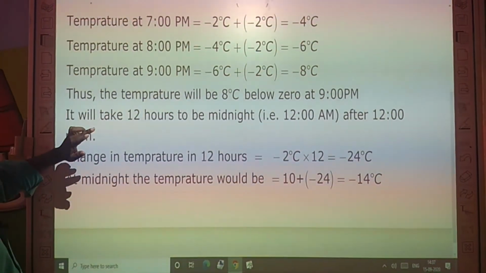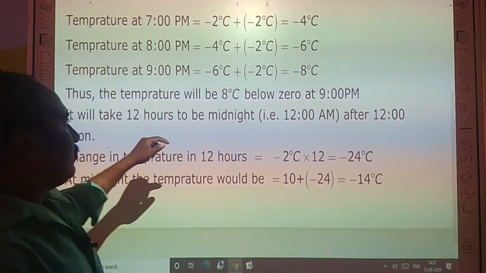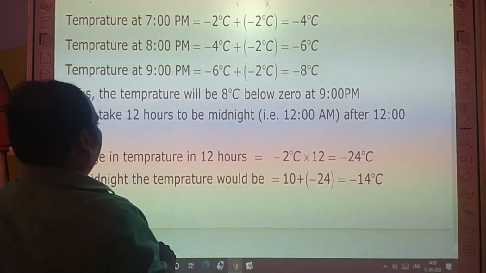Thus the temperature is 8 degrees Celsius below 0 at 9 p.m. Temperature is minus 8 degrees Celsius at 9 p.m.